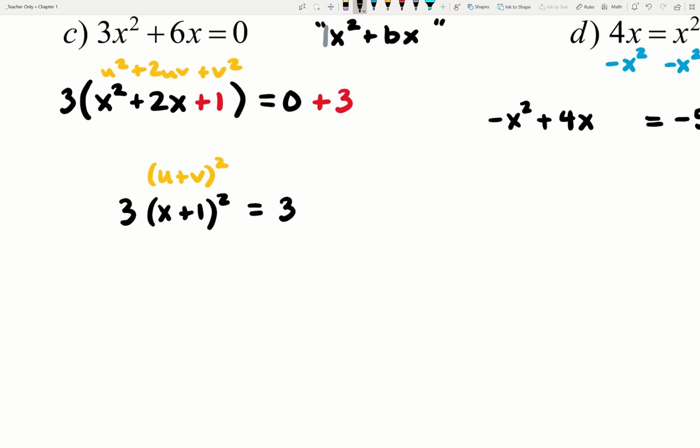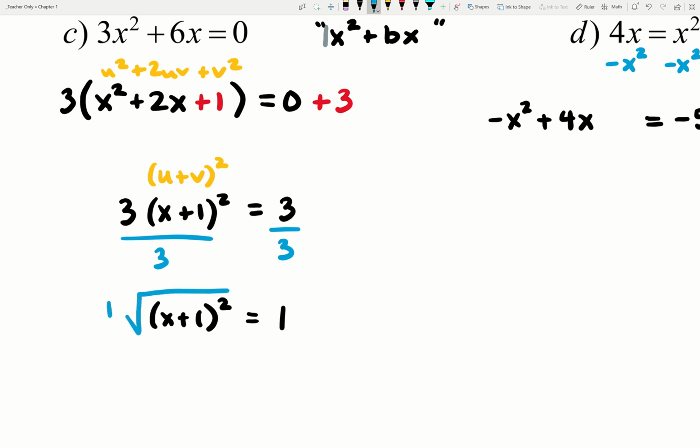And now again, x is in one place, which means I can now start to do my inverse operations to get it isolated. So I'm just going to do the usual steps here by first dividing both sides by 3. On the right-hand side, I ended up with a 1. And then I'm going to get rid of that exponent of 2 by taking a plus or minus square root of both sides. I end up with x plus 1 there on the left.